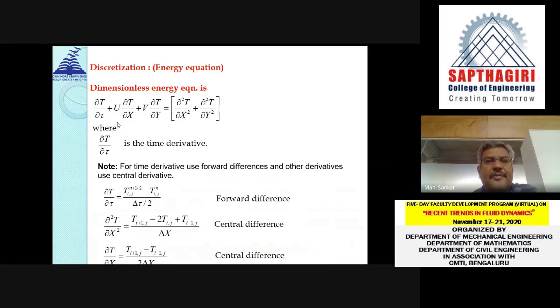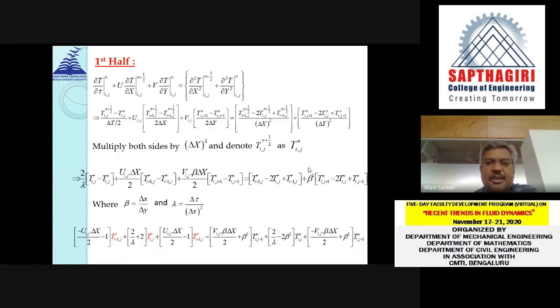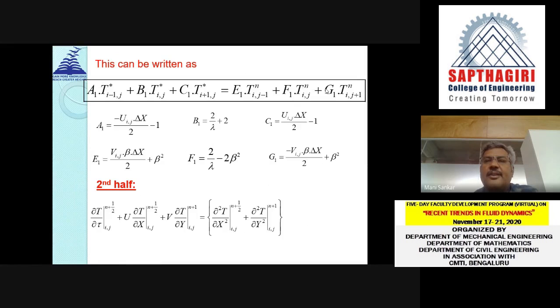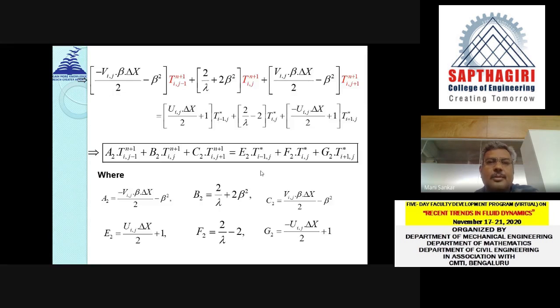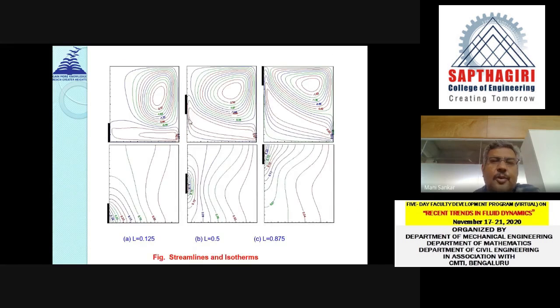So here I applied a finite difference technique. For this practical problem, I gave the derivation of the finite difference equation. You get an equation like this, where the coefficients are functions of the non-dimensional parameters as well as the geometrical parameters. This is the method I used, and this is the flow and thermal distribution inside the plane geometry.